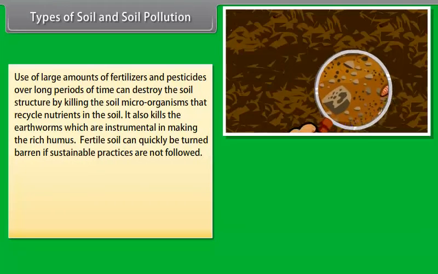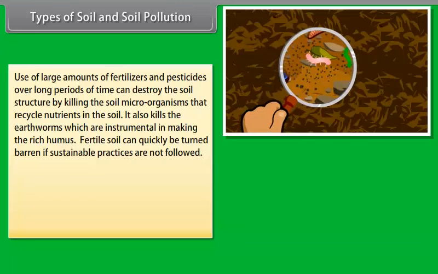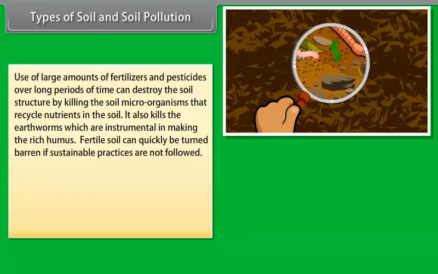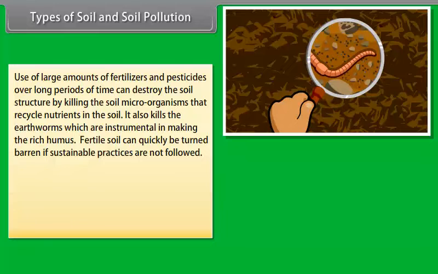Use of large amounts of fertilizers and pesticides over long periods of time can destroy the soil structure by killing the soil microorganisms that recycle nutrients in the soil. It also kills the earthworms, which are instrumental in making the rich humus. Fertile soil can quickly be turned barren if sustainable practices are not followed.